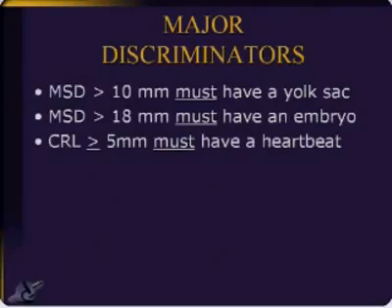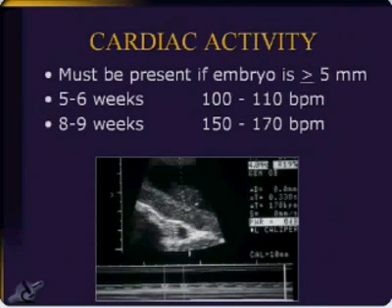So let's say you have a mean sac diameter of 22 millimeters, and you have a yolk sac but no embryo, there's no point watching that pregnancy another week. You know that's a failed pregnancy. These are very good absolute numbers that we can look at. Now this heartbeat is very important. We can see this heartbeat really early. In fact, often we see the heartbeat before we even see an embryo to measure.